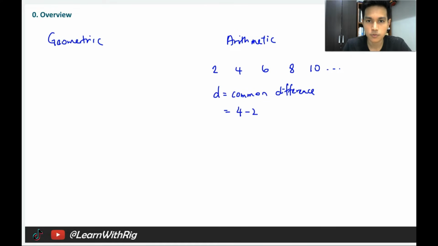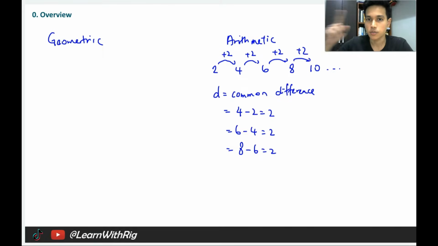If you take 4 minus 2, you get 2. If you take 6 minus 4, you get 2. You take 8 minus 6, also you get 2. So in other words, it is plus 2, plus 2, plus 2, and so on. It is continuous. You keep adding 2 to get the next term.